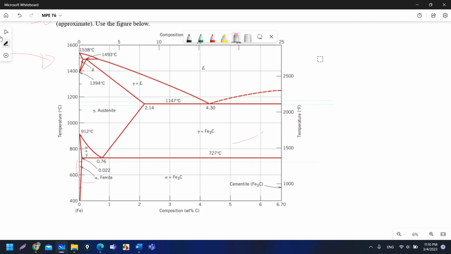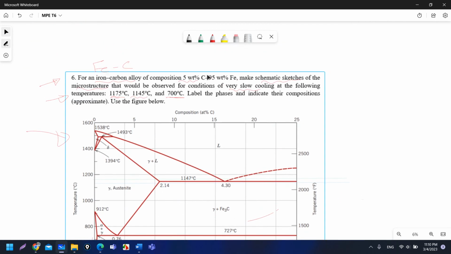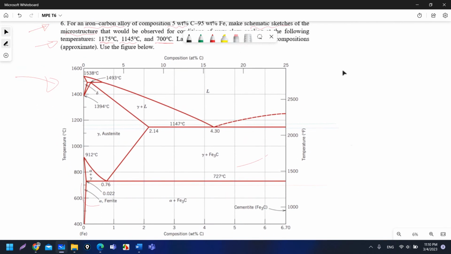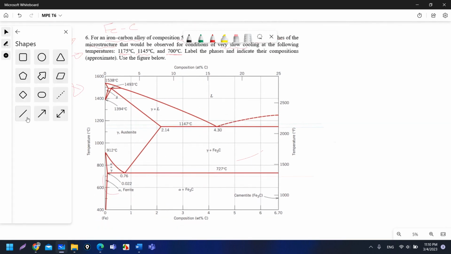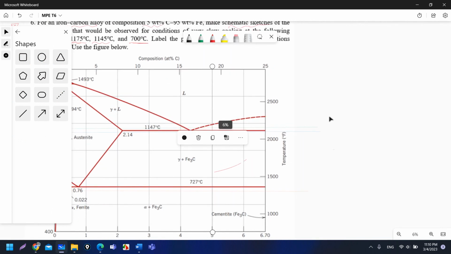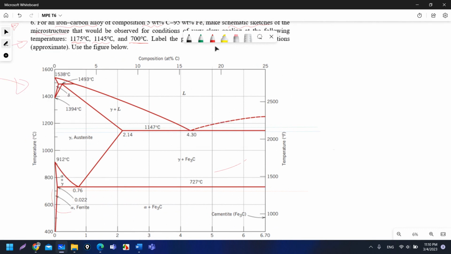Okay, so now I have in the question a composition which is 5% carbon. So I will draw a line that represents this composition of the carbon. This line will intersect the three temperature lines. So I will have a point here, let's call it point 1. I will have another point here, let's call it point 2. I will have another point here, let's call it point 3.